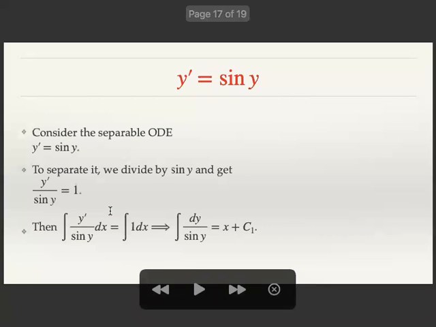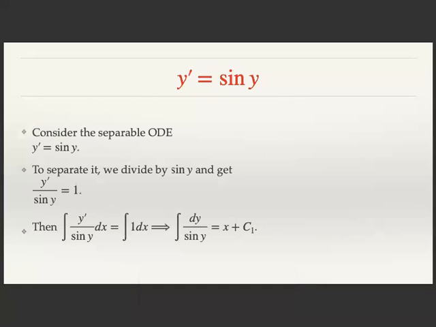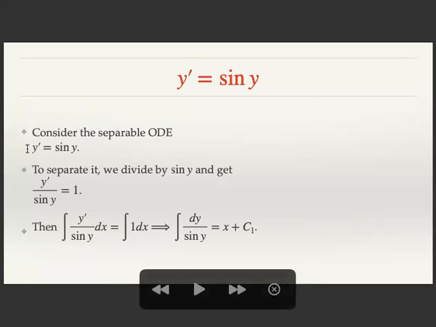Okay, let's see. I see that I have one more example. I'm going to go very quickly over this one. y prime is equal to sine of y. y prime over sine of y is equal to 1. This is now separated. So integral of y prime over sine of y dx is equal to integral of 1 dx. I make the substitution from x to y on the left-hand side, and then y prime dx becomes dy.